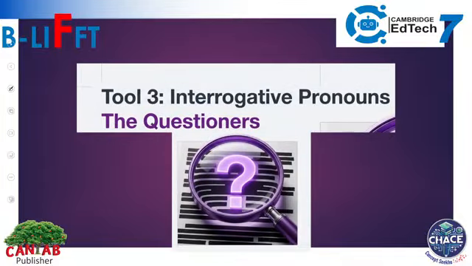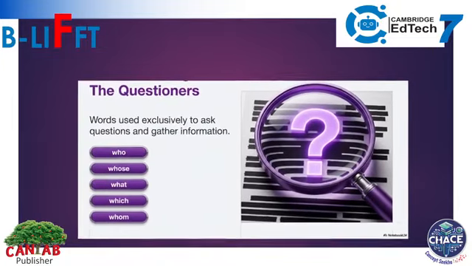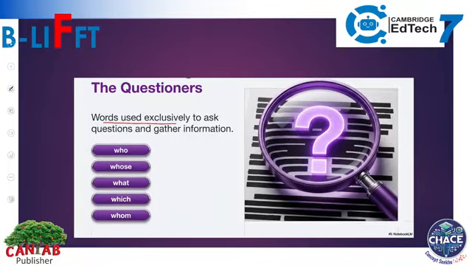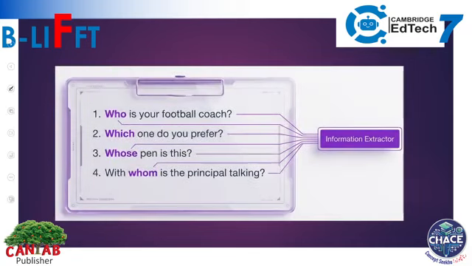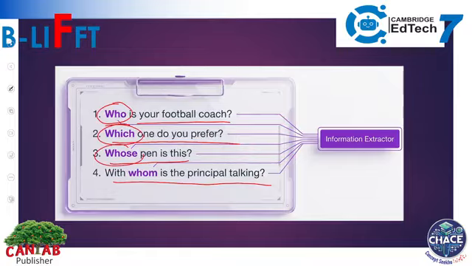Then we have third type, interrogative pronoun. These pronouns are used to question. The questioners, the words used exclusively to ask questions and gather information. And we have who, whose, what, which, whom as interrogative pronouns. For example, who is your football coach? Which one do you prefer? Whose pen is this? With whom is the principal talking? All these pronouns are used to gather information, to ask questions. That's why we call it information extractor or interrogative pronoun.